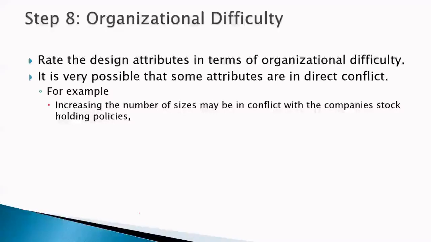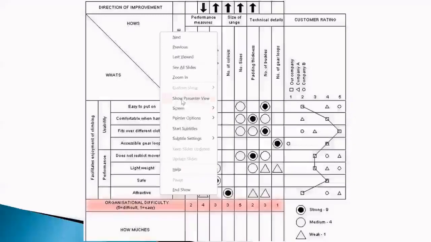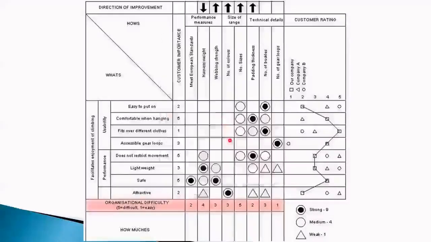Then what we are going to do is recognize the level of difficulty. Here, by using the scale, we are going to show the level of difficulty to achieve. Number of sizes, we have given 5 marks. That means it is very difficult to achieve.